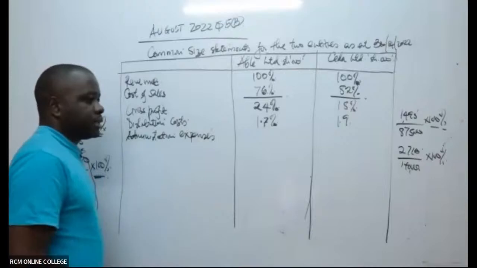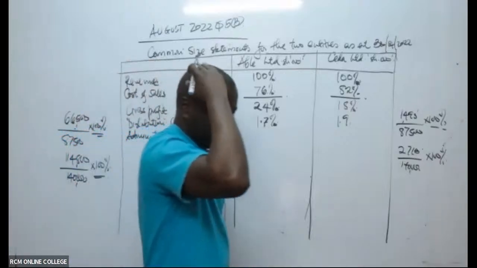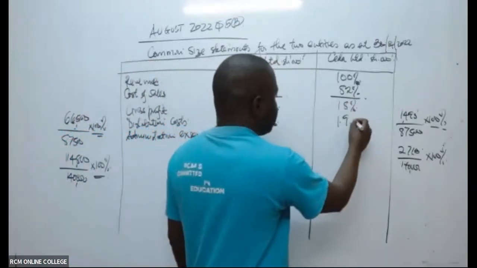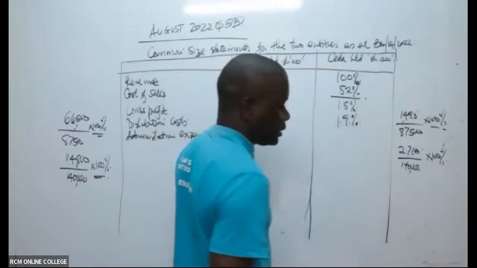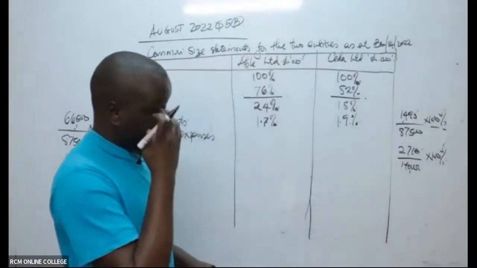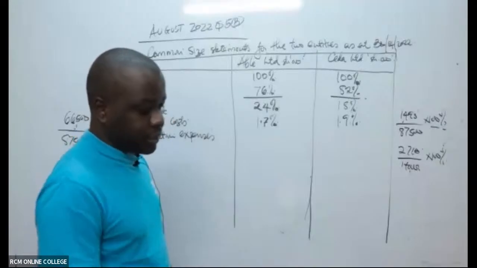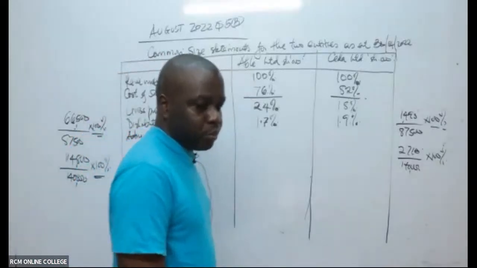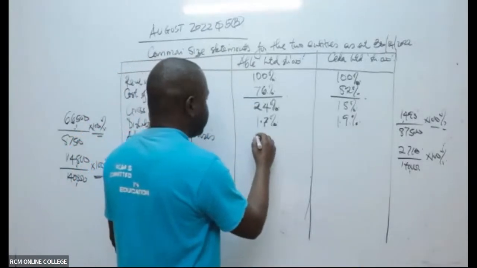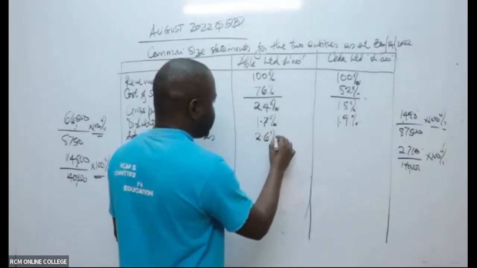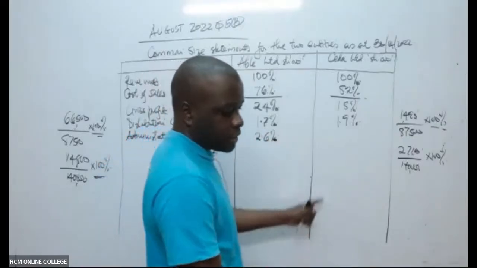So for administration expenses, you are getting what percent? You are getting 1% for administration expenses. For administration expenses, you just use the same procedure. I can see you're saying 2.6 percent. What about for SEDA?